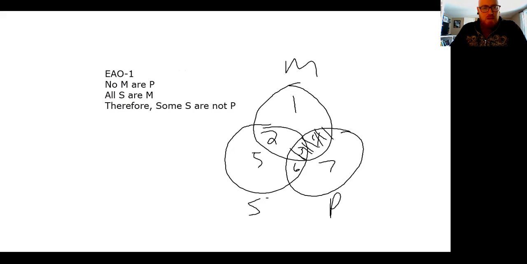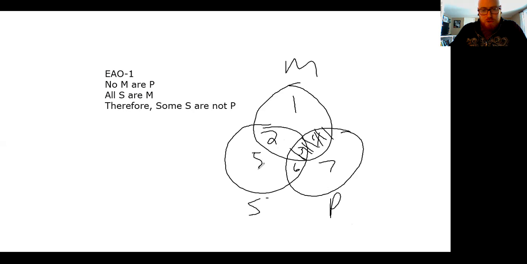Okay. Premise 2, the minor premise, all of the S's are M's, right? So if all of the S's are M's, that means any regions where there could be S's that are not M's are also going to be empty, okay? So since region 2 is the region where S and M overlap, since region 3 is empty, if there are any S's, they're going to be here in region 2, right?